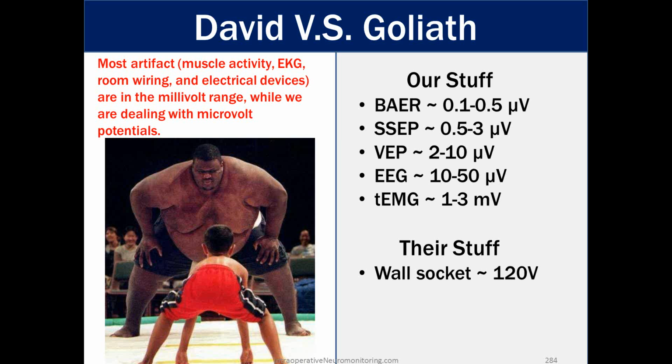Most artifacts like muscle activity, EKG, room wiring, and electrical devices are in millivolt ranges while we are dealing with microvolt potentials. So the size of the noise is much larger than the potentials we're recording. If we look at some of the average sizes, which you should probably be familiar with, BAERs are 0.1 to 0.5 microvolts, SSEPs 0.5 to 3, VEPs 2 to 10, EEGs 10 to 50, and a triggered response gets up there into the millivolts. Whereas a wall socket is around 120 volts. So again, it's not even a fair battle.